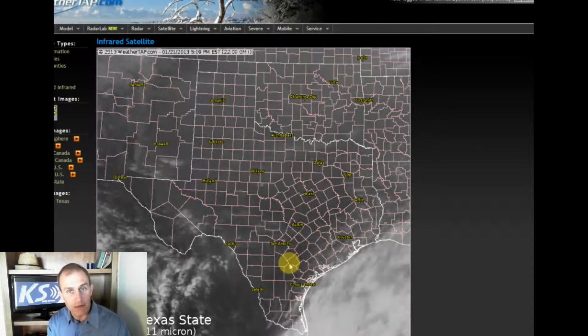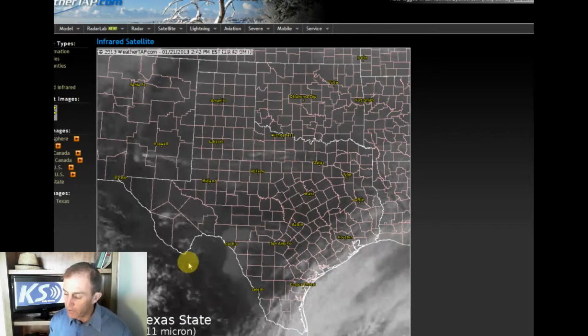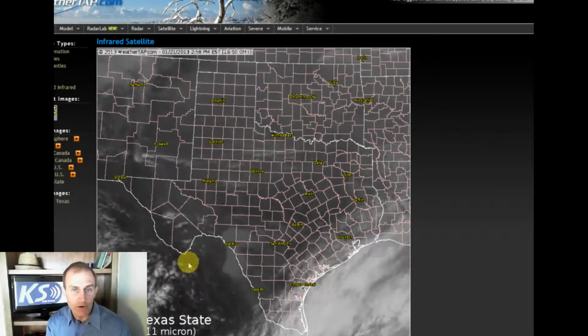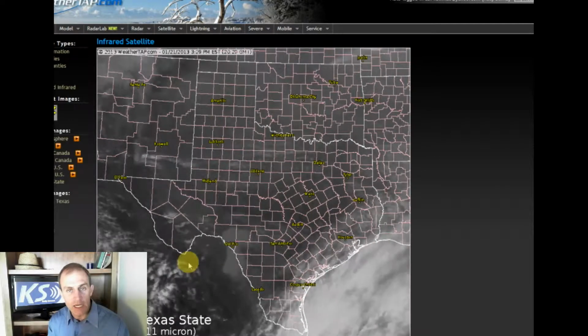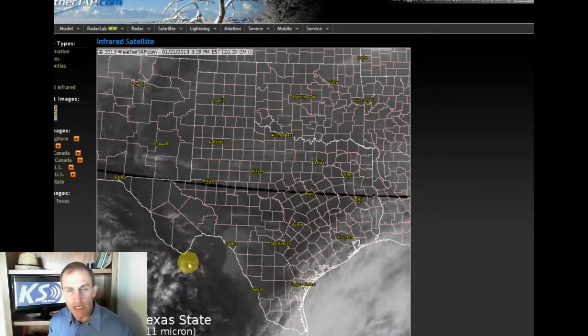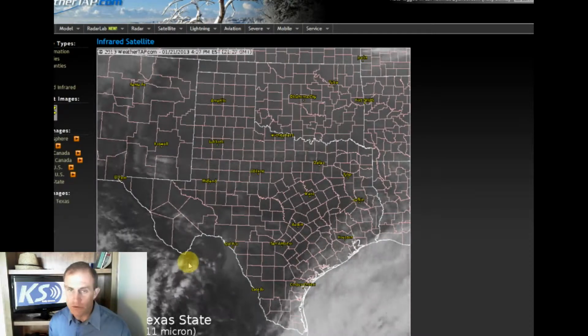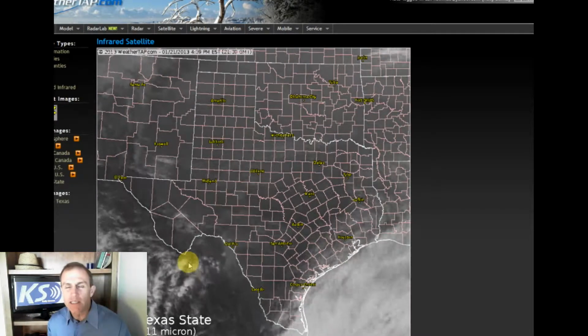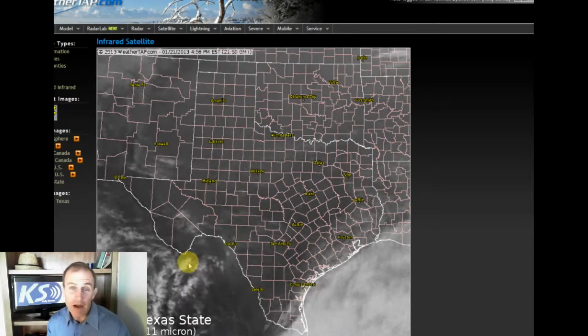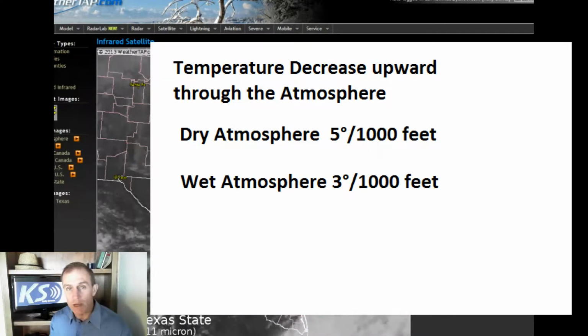Now cirrus, they're up there around 25 to 30,000 feet. Well, they show up really well. Why? Because it's really cold up there at 30,000 feet. In fact, in our atmosphere, think of a dry, sunny sky, the temperature drops about 5 degrees per 1,000 feet. So it drops pretty quickly as you go up into the atmosphere.